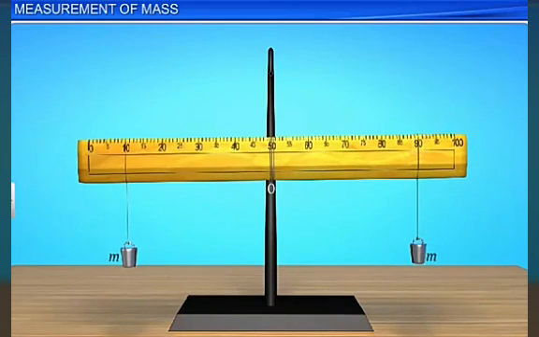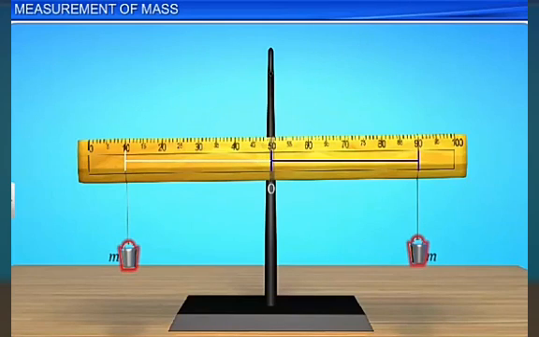That is, the scale remains horizontal when two objects of equal masses are suspended at equal distances from the point about which the scale is free to tilt. The point about which the scale is free to tilt is referred to as the fulcrum. The same principle is used in the common balance.